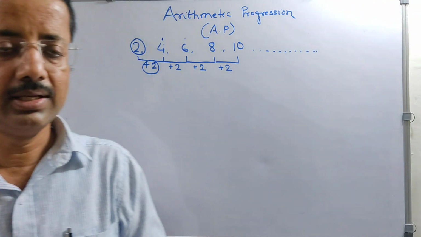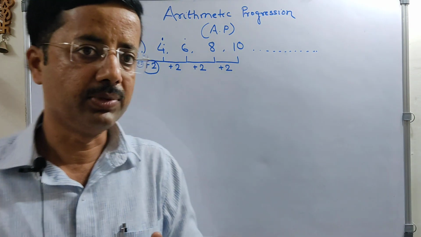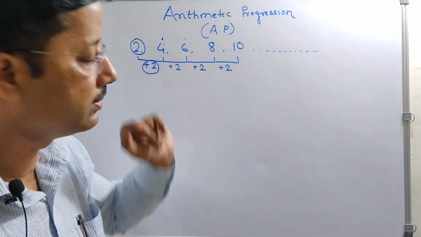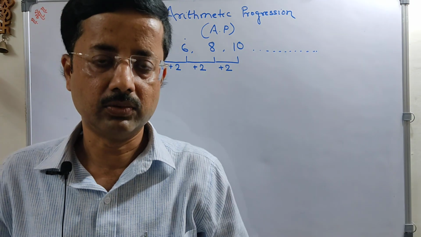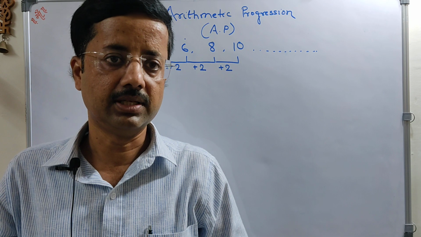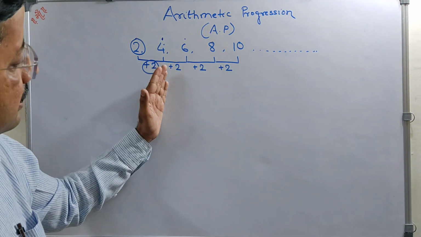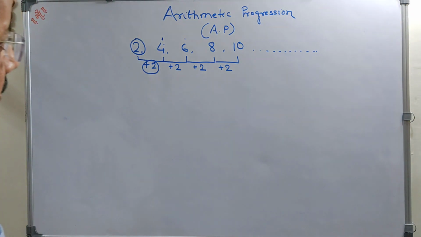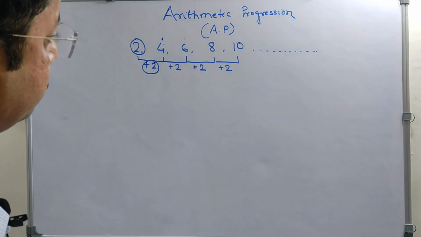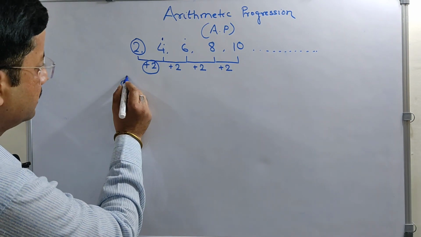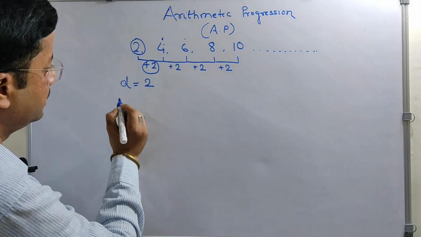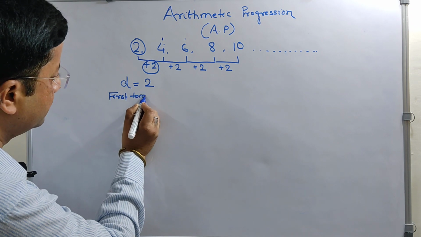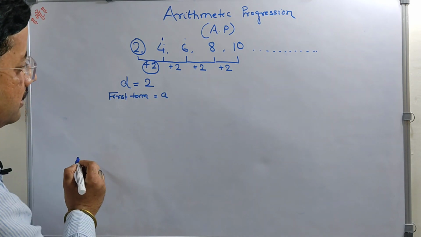The meaning is the same. What did I say right now? If the difference between two consecutive terms, meaning just one after the other, of the series of numbers is constant, then we say it is an arithmetic progression. Now see, this constant we generally write as D. The first term we denote as A, right?